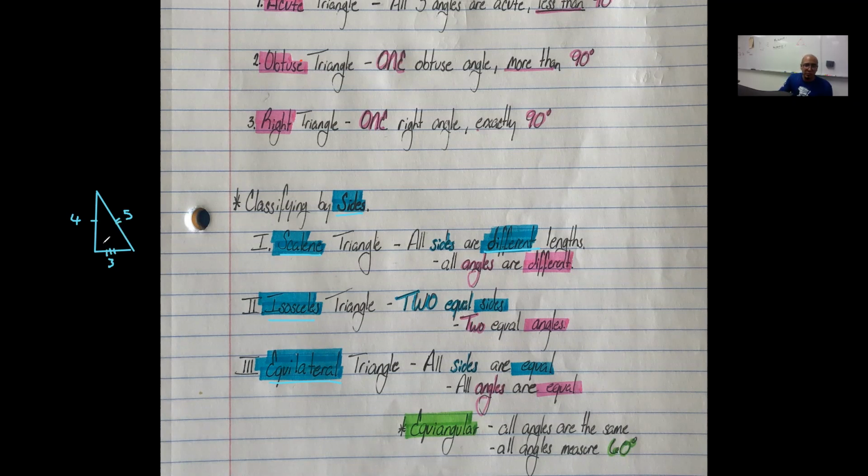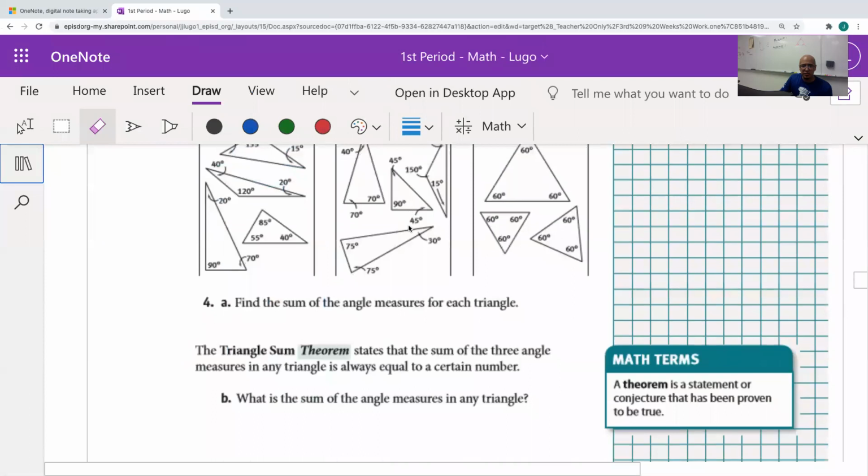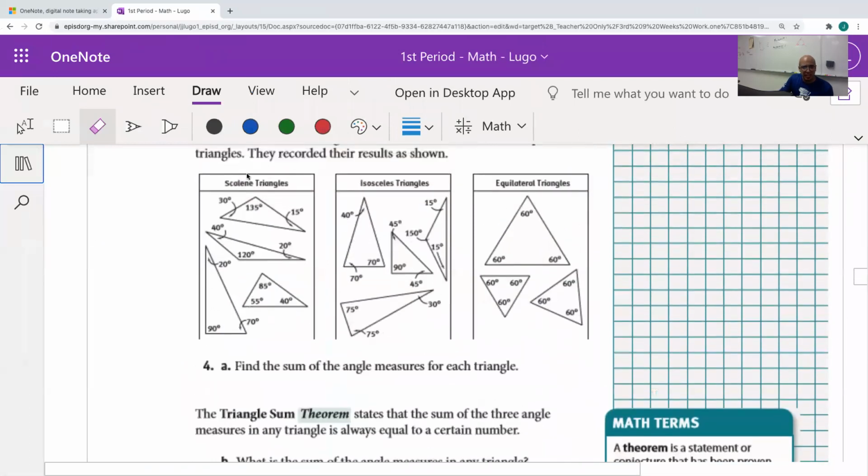Now, that triangle may also be a right triangle. That triangle may also be an acute triangle. That triangle may also be an obtuse triangle. But again, scalene simply means the sides are all different. Now, if the sides are all different, you can also infer that the angles are also all going to be different. So if you have a triangle where all the angles are different, like we do over here in our textbook, scrolling down, notice how here, these are all scalene triangles. Notice how all the angles are different. I can already assume that each of these sides are all going to be different lengths.